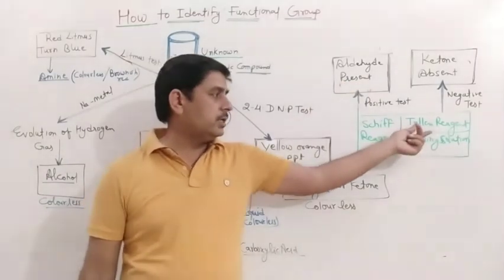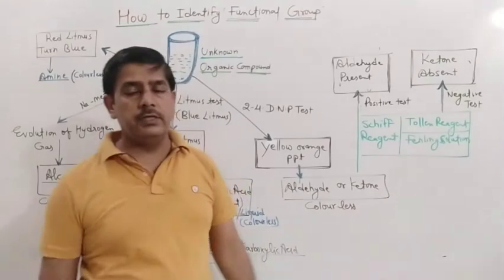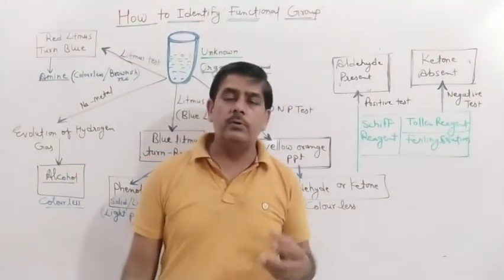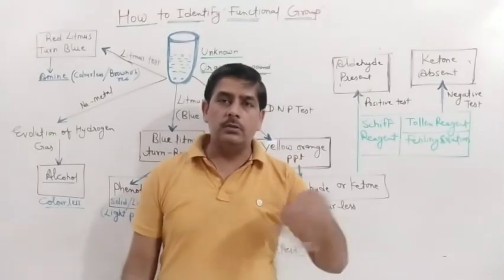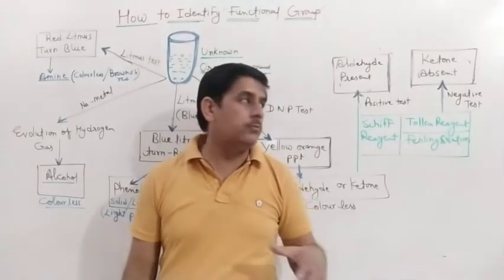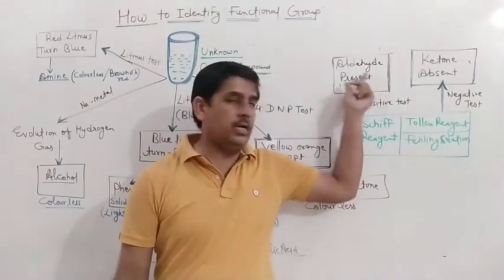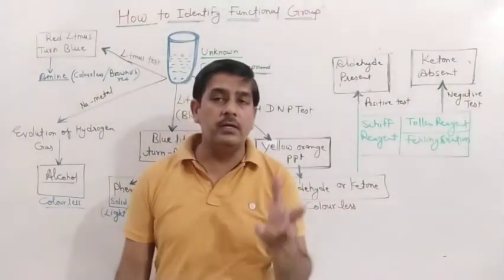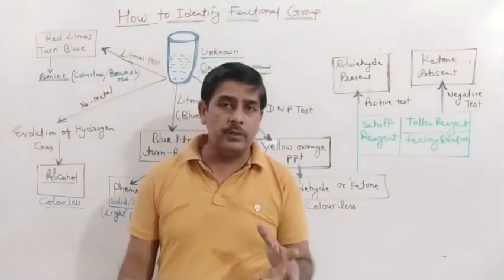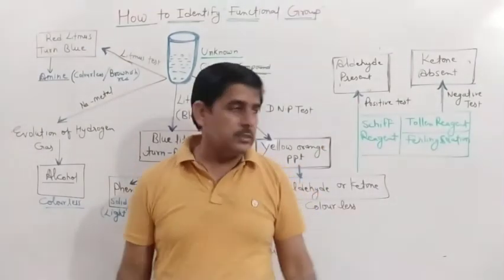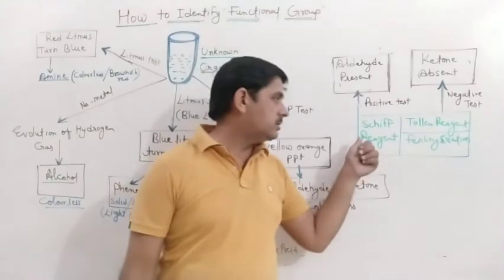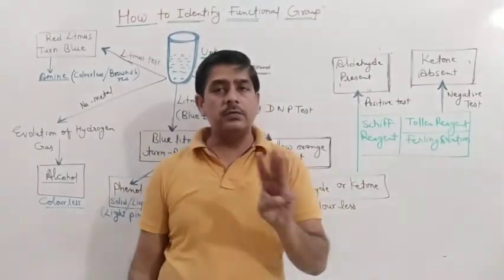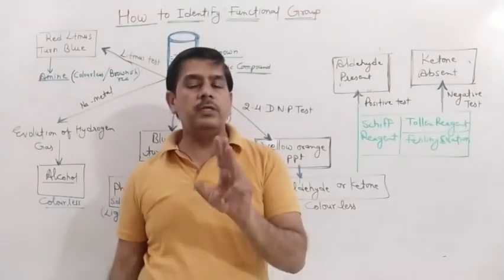If you are checking the Tollens reagent test, in the Tollens reagent test, a silver mirror is formed. A silver colored ring is formed. So obviously it is an aldehyde. And if you are checking the Fehling solution test, it is giving a red color precipitate. Okay, red color precipitate, then it is an aldehyde. That means all these three, Schiff reagent, Tollens reagent, and Fehling solution, give a positive test with aldehyde.